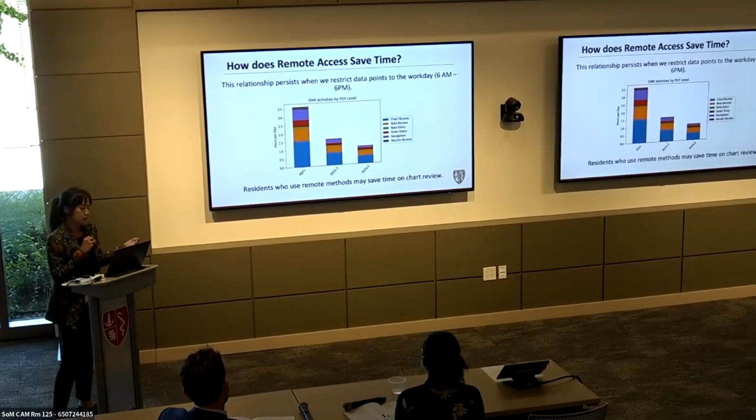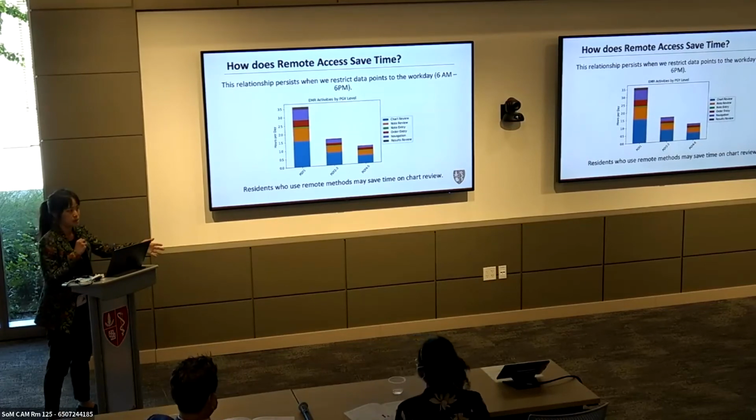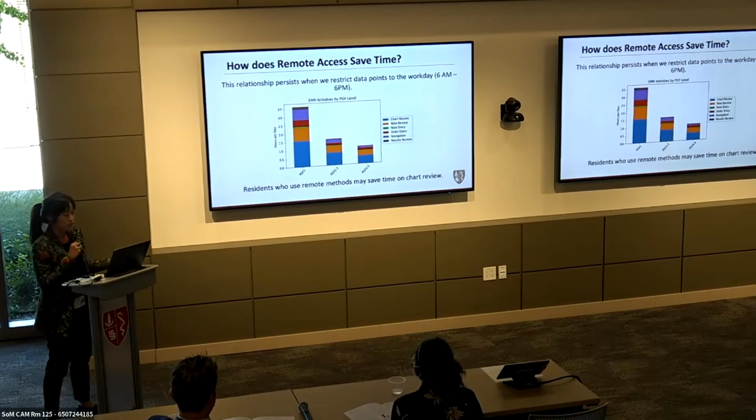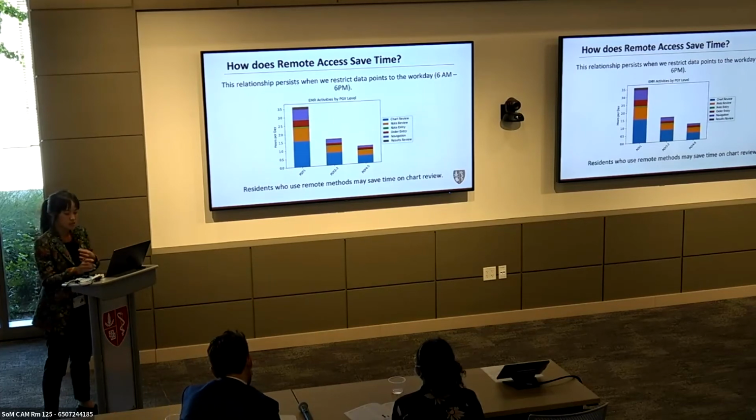And I think one possibly good explanation is that residents who are using remote methods are probably saving time on what they do the most in the EMR, which is chart review. If you're just looking at a note, or just looking at a lab result, you can do that on your phone, as opposed to pulling it all up on a workstation. That can ultimately save you time.